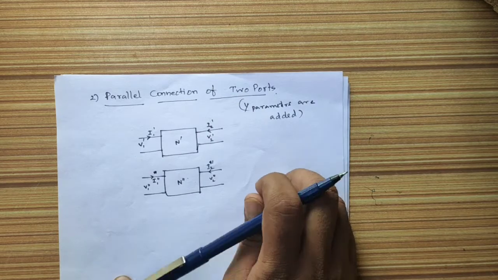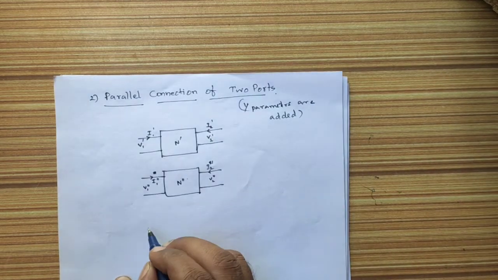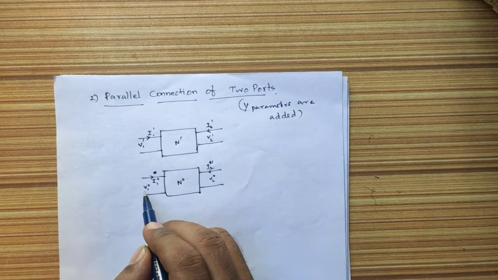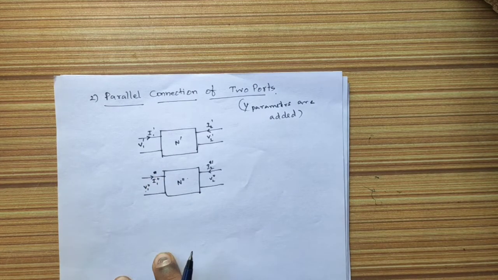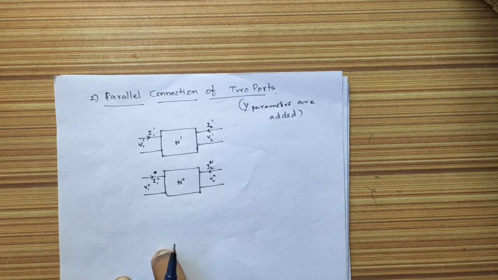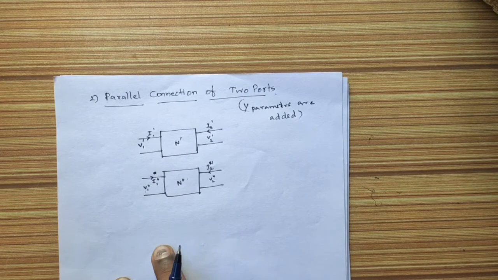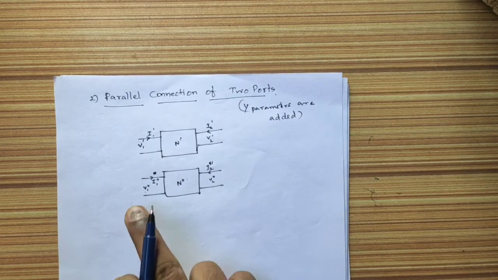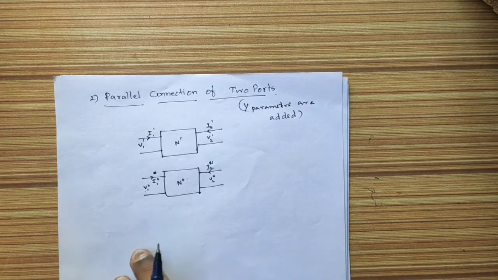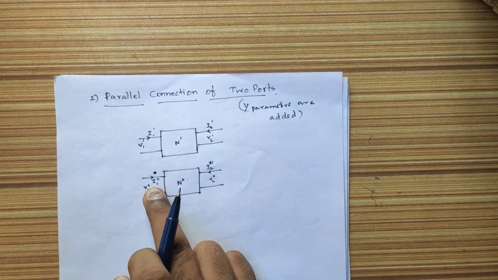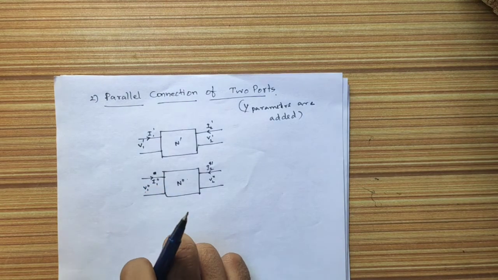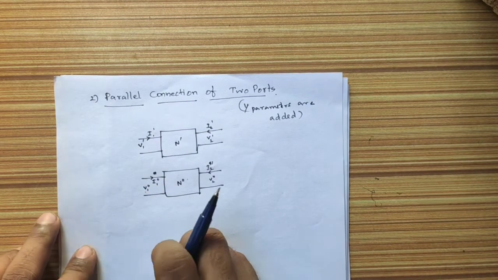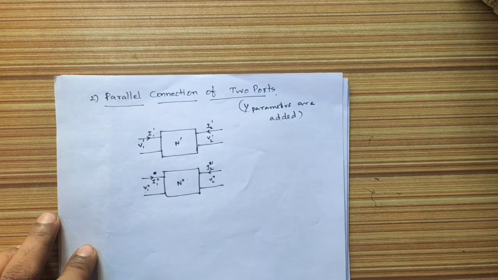In series connection, the voltage V1 equals V1 dash plus V1 double dash. But in parallel connection, the current will be added. The voltage will be the same. V1 equal to V1 dash, and that will be equal to V1 double dash. But current I1 equal to I1 dash plus I1 double dash. Okay, you have to understand this one. This is the difference between the series connection and parallel connection.